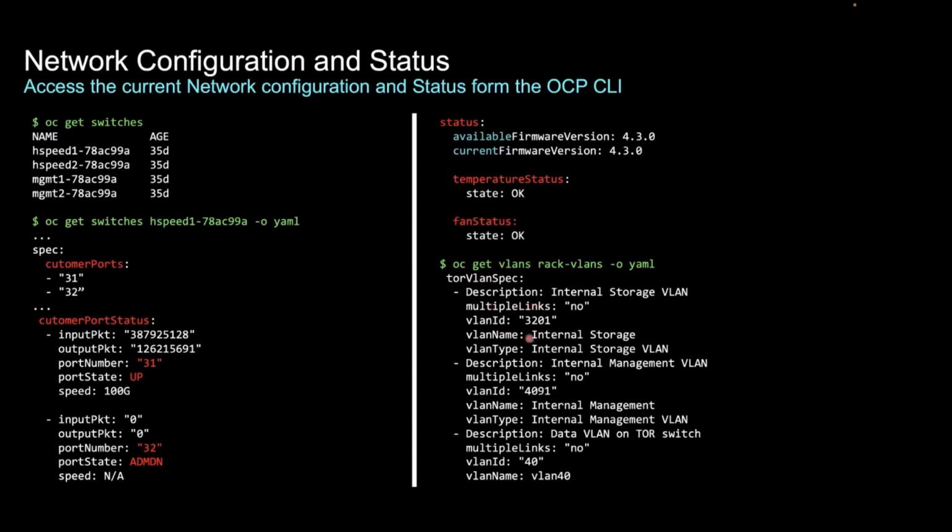Yes, we have some internal storage VLANs, which come by default. This is where the Spectrum Scale ECE traffic runs. But you can also see the details of your VLANs right here. So all the network configuration.